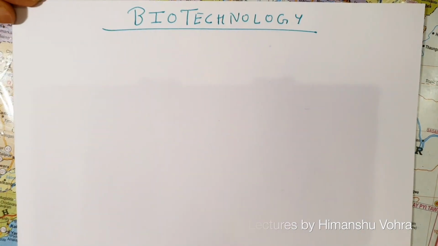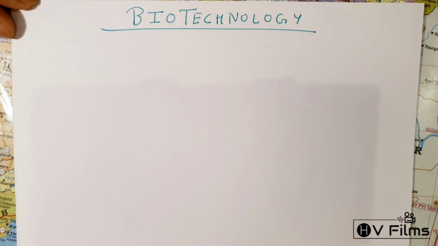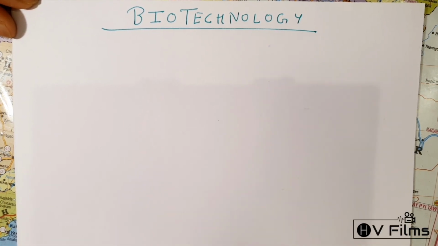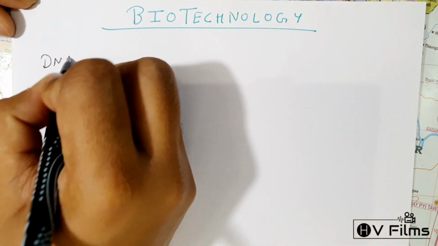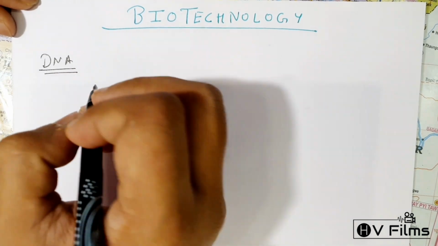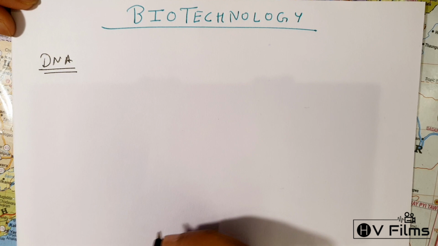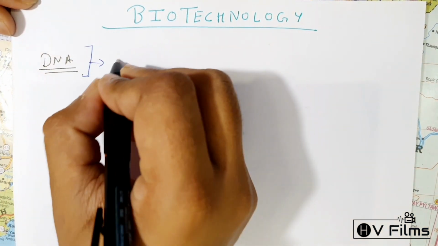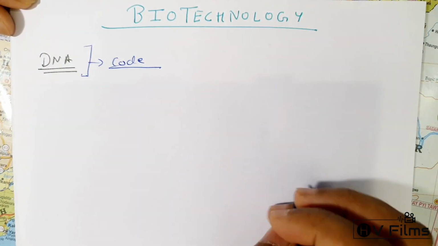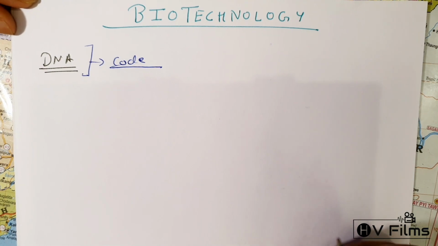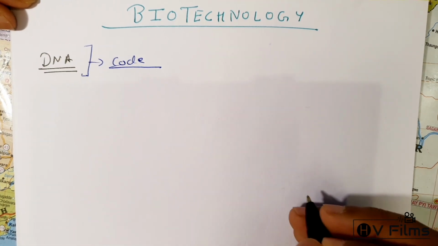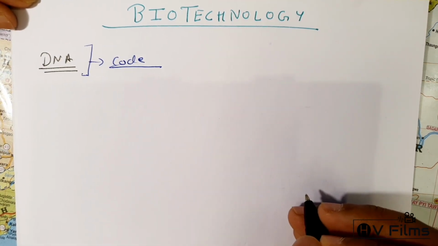That is DNA. When we say DNA, it is a molecule that all living organisms carry in every cell in their body. DNA is actually a code that holds the detailed instructions for the building of an organism. So it's a code.